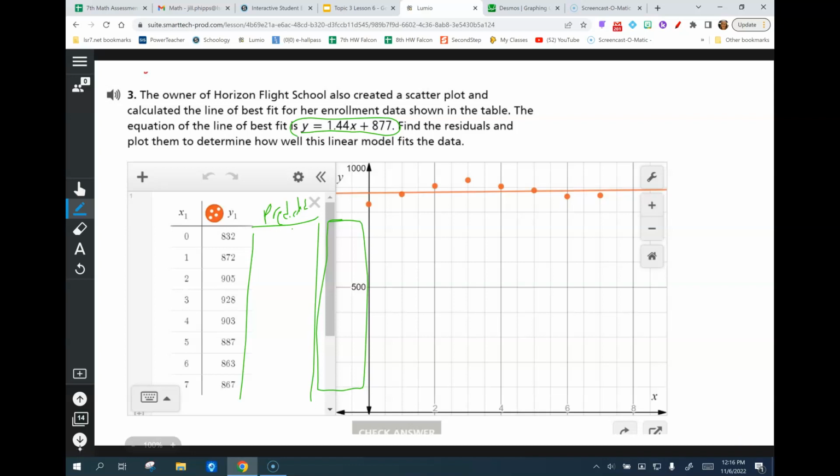I'm going to stop there for today because that's a lot of information, and we'll continue the next day to finish this lesson up.